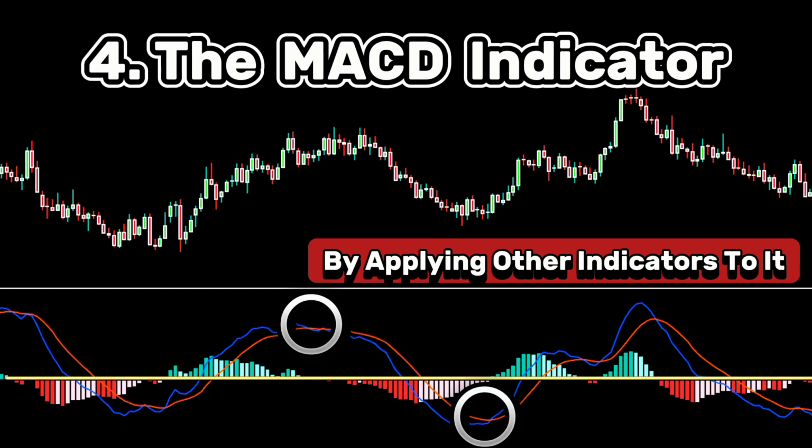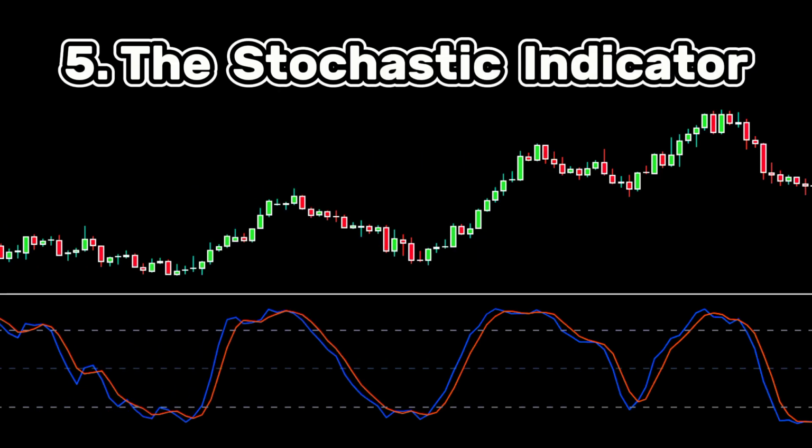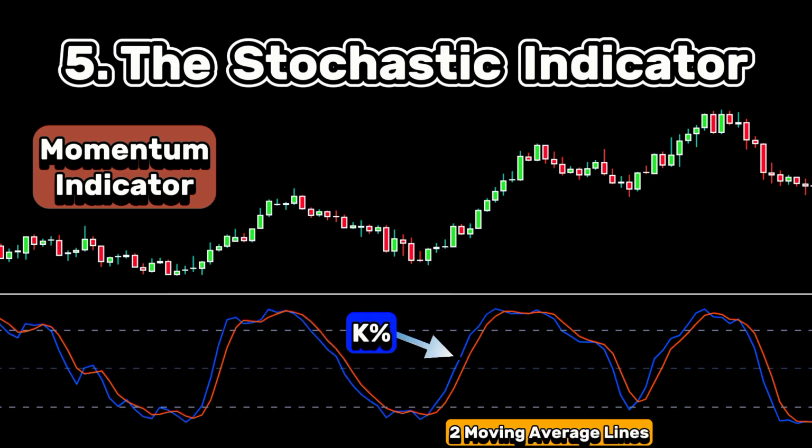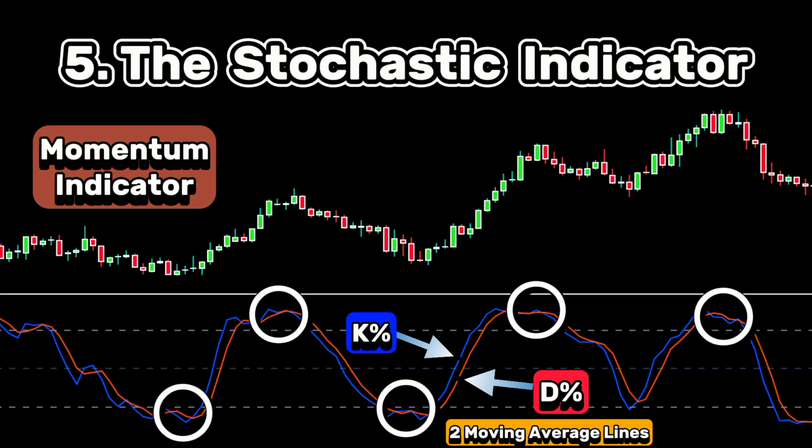The next trading indicator is called the stochastic indicator. The stochastic indicator is also a very popular indicator, and more popular among beginner traders. The stochastic indicator is a momentum indicator, and just like the MACD indicator, it has 2 moving average lines called the K percentage and the D percentage. These lines also cross over each other and give us good signals in the market.